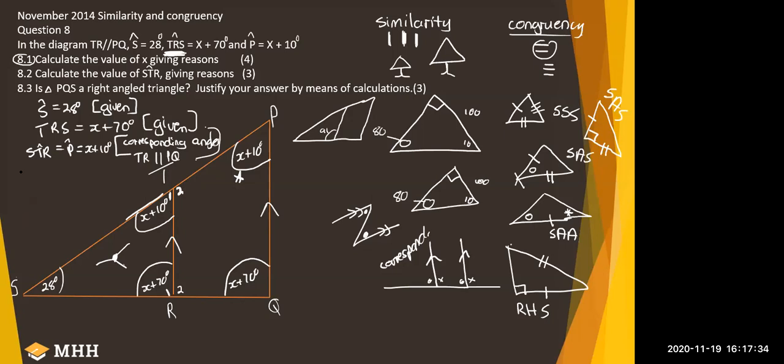Right, then I'm going to say, now we can add them. It's interior angles of a triangle. So now I'm just going to say angle S plus TRS plus STR is equal to 180. Why? Because it's interior angles of a triangle.